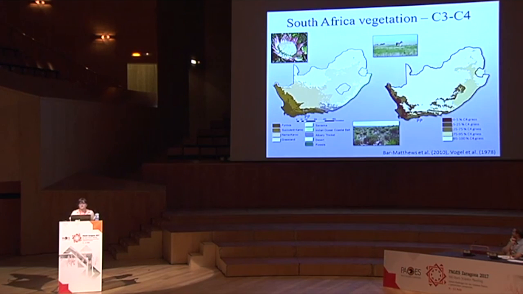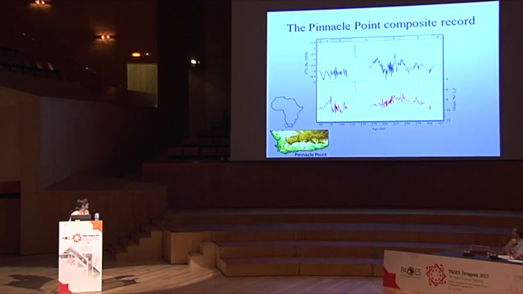The other proxy I'm looking at is carbon isotopes in the speleothems. In areas like South Africa, where we have these strong changes in the seasonality, it is very common to also see differences in the vegetation types. We have mostly grasslands and savannas in the interior, and then the fynbos biome on the south coast. This is related to differences in the abundance of C3 and C4 vegetation, which has a strong effect on the isotopic composition of soil CO2, and that can be transferred into the speleothems.